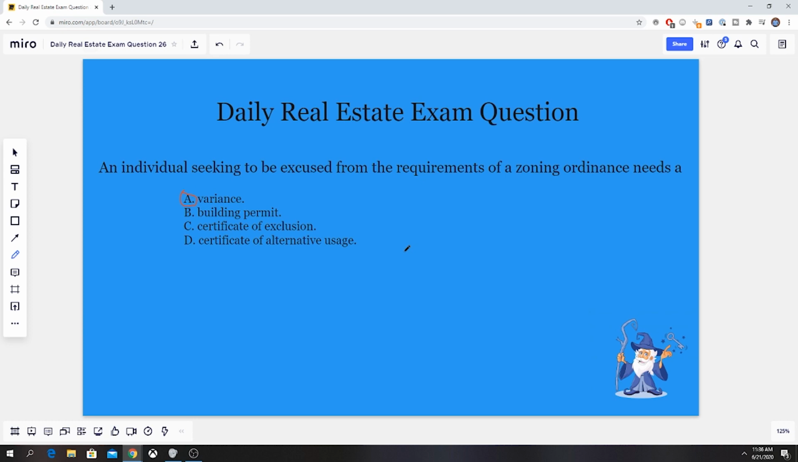So basically, an individual seeking to be excused from the requirements of a zoning ordinance needs a variance. A variance is just a request to deviate from current zoning requirements. If granted, it permits the owner to use his or her land in a way that is ordinarily not permitted by the zoning ordinance.